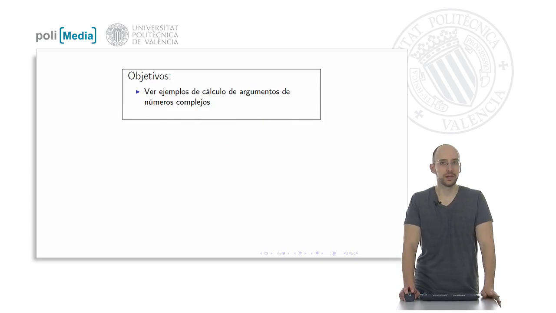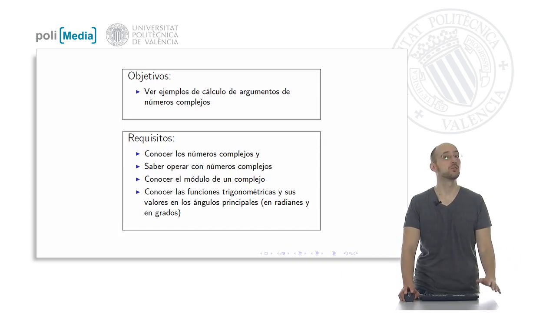In this unit, simply, our goal is to calculate arguments of complex numbers. We already saw the formula in the previous unit. It was a bit abstract. Let's try to make it concrete with practical examples. The requirements are the same as we saw in the previous unit. We will try to explain a little bit the angles that we use, but it is very important to know the angles in radians and in degrees.